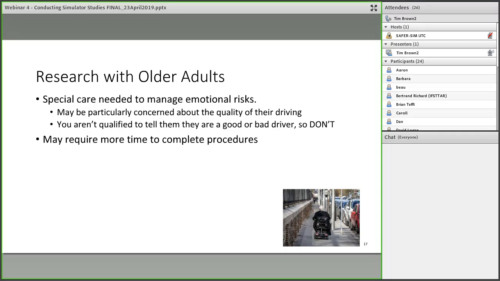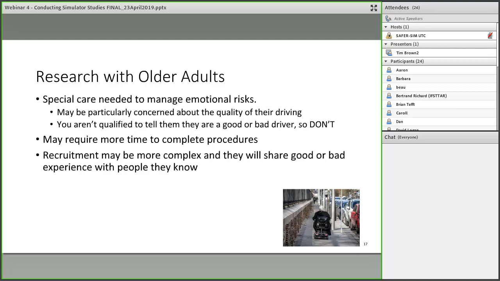The other thing to keep in mind with working with older participants is they may require more time to complete procedures. Our experience tells us that they like to read things more thoroughly. Whereas some of our younger participants will rush through things, they like to read the informed consent and make sure they fully understand it. They like to read through the instructions on the surveys and make sure that they're doing them. You want to build that time into the process and not just assume that because younger participants rush through things, all your participants will.